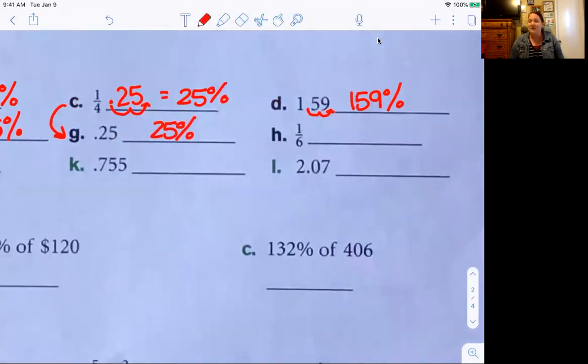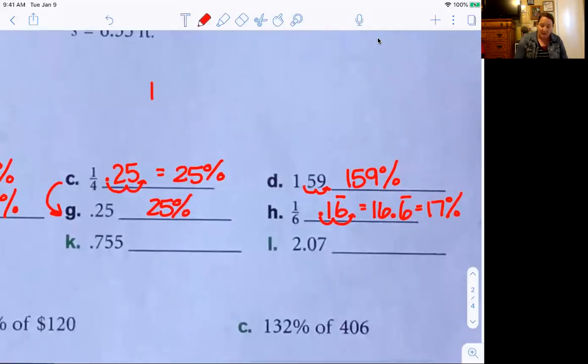Letter H, 1/6. What's our decimal for 1/6? 0.1 with the 6 repeating. And if we're going to move that decimal, we get 16.6% repeating. Now, what I would like you to do is round that to the nearest whole percent. To the nearest whole percent, that would be 17%, because we have 16.6%. We look at the 6 in the decimal as the boss. That makes that other 6 go up, and it's 17%.